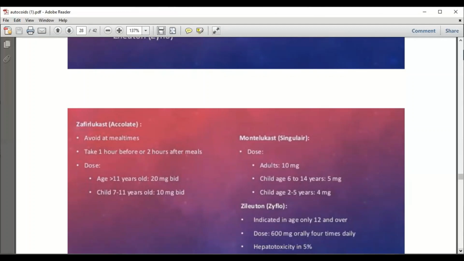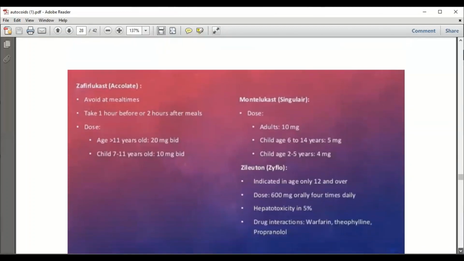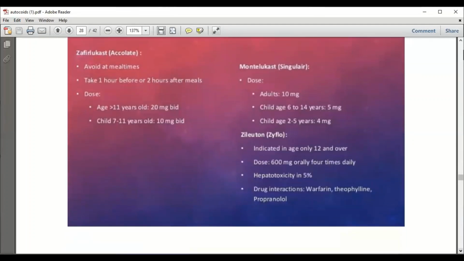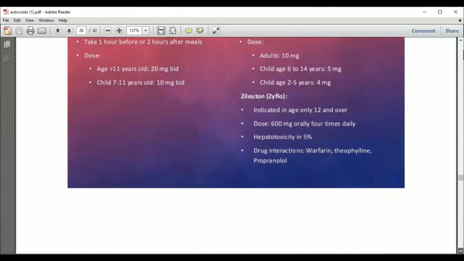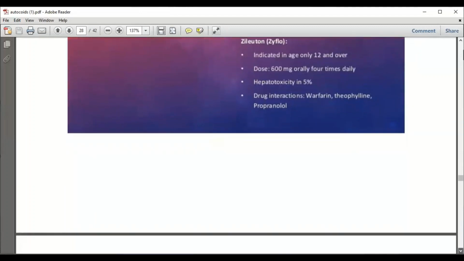And there is about 5% in various studies of hepatotoxicity. Zyflo also interacts with drugs like warfarin, theophylline, and propranolol. So when the patient is taking those types of drugs, you have to be very careful because of drug interaction.